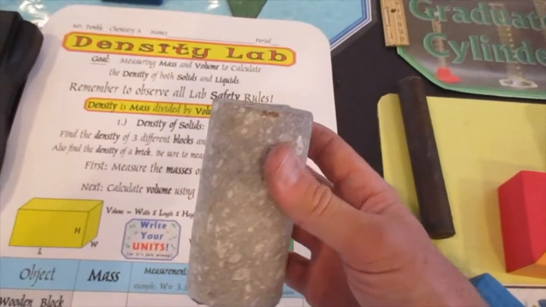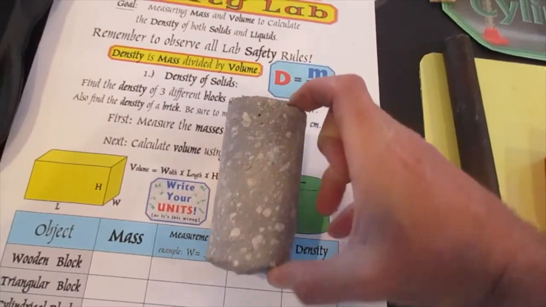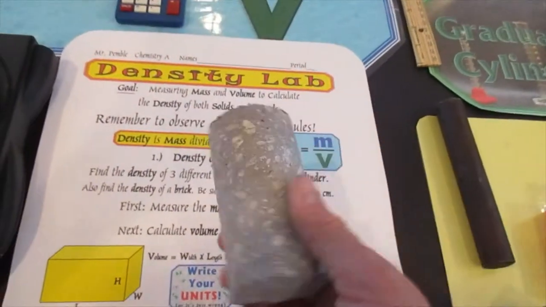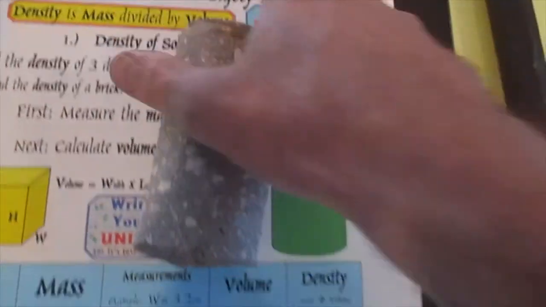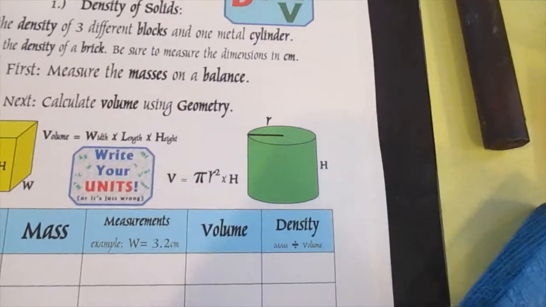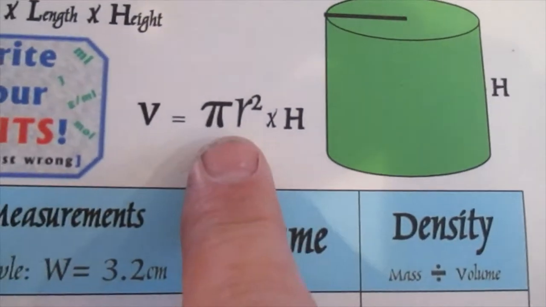Well, the h is pretty easy. This is the h. Now notice that's assuming the cylinder is standing up, that's the height. But no matter which way you put it, that is the h. That's what we're talking about there, the h. So for a cylinder, all you really need is r and h.